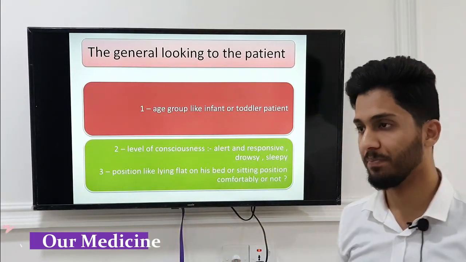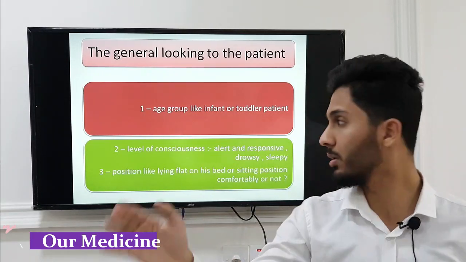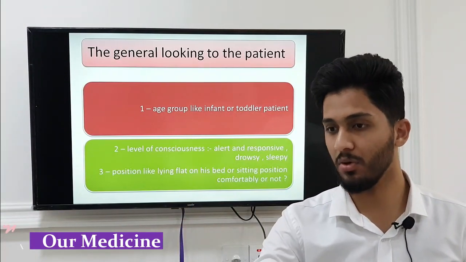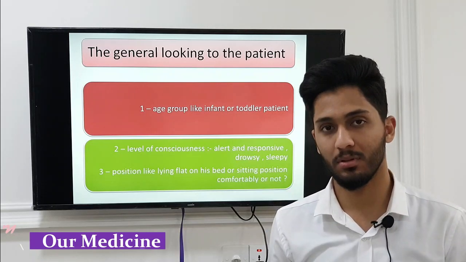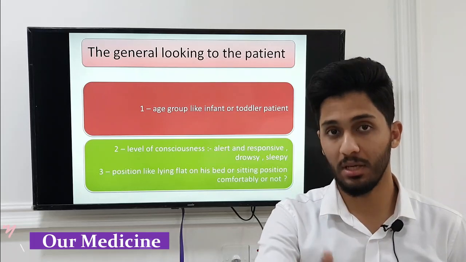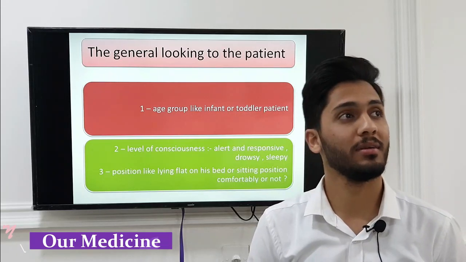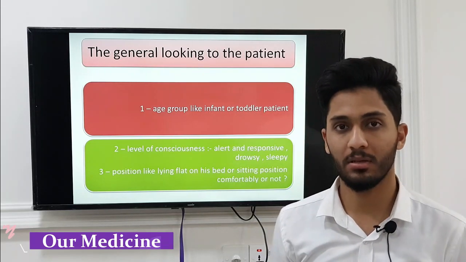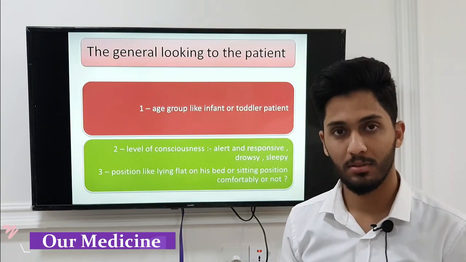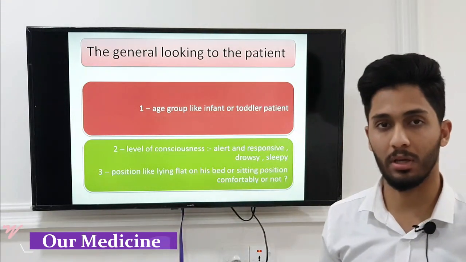What do I mean by this? This is the general looking. For example, infant, for example, patient 3 years of age, patient 2 years of age, sitting on his bed, not comfortable. The level of consciousness: when I take the history from the mother, the baby looks at me like this and has fun. What does that mean? That means toddler patient sitting on his bed, alert level of consciousness and comfortable. So this is the general looking.